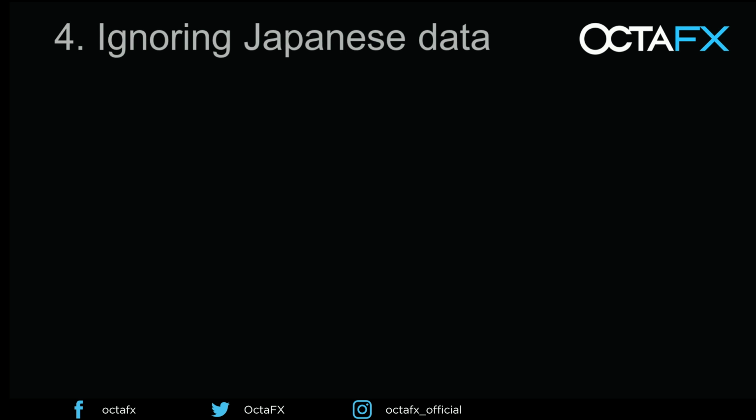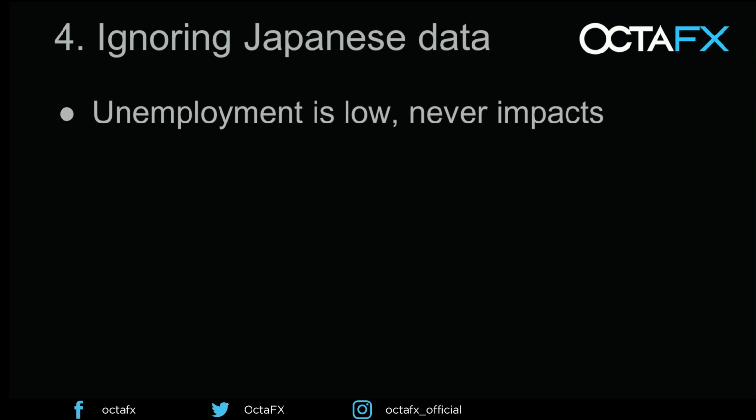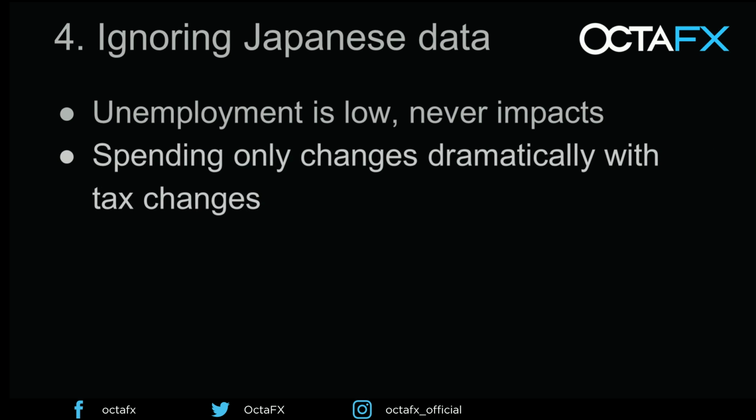Okay. Now we talked so much about the United States. Let's look at Japan in the context of dollar yen and why we shouldn't ignore Japanese data. The unemployment rate, which is a key event in the United States, with the jobs report, also in the UK, also in Europe, also in most of the world, is just always low in Japan. It moves around 3%, and it never has an impact.